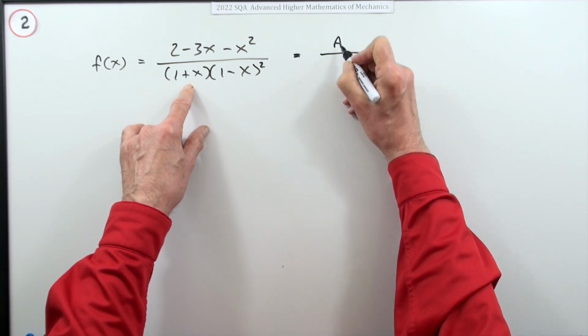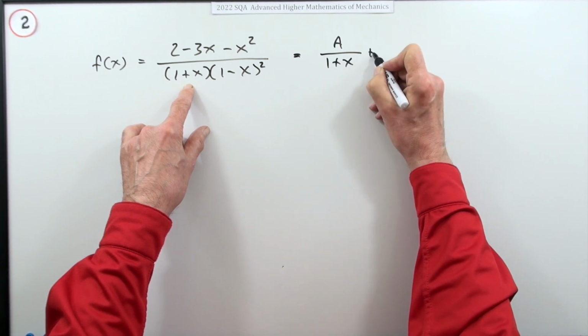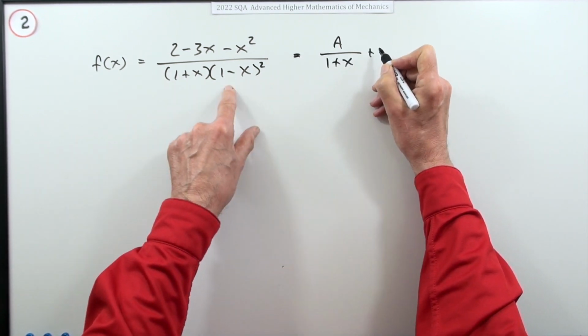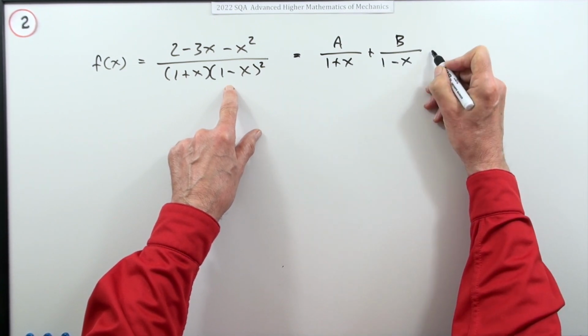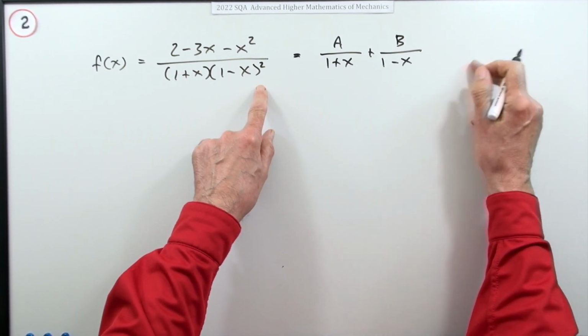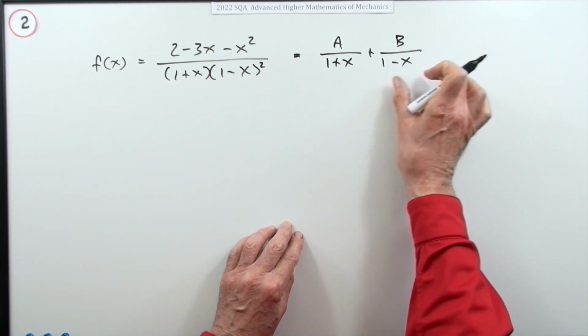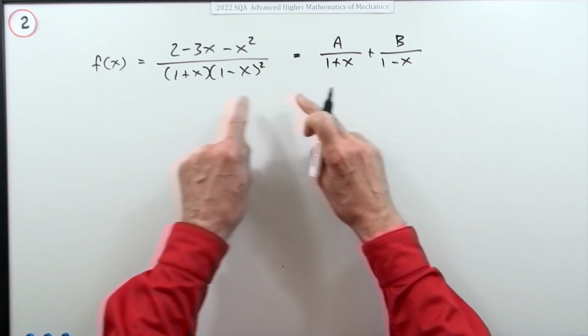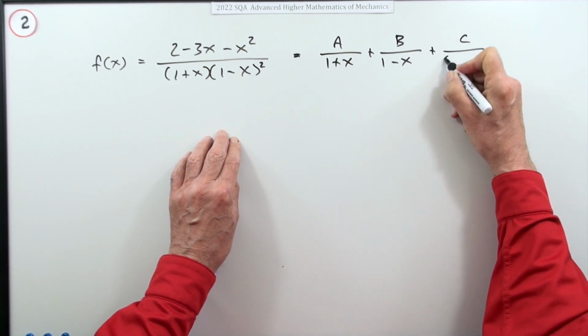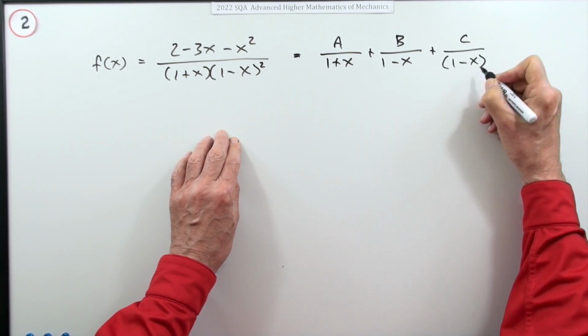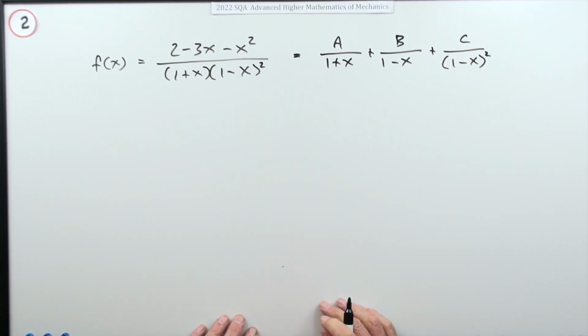So I'll have something over the 1 plus x. Now the 1 minus x is down there twice. So you can't put plus b over 1 minus x plus c over 1 minus x, because that'd only be one term, common denominator. And those wouldn't combine to produce this. What you do is you put c over not just the 1 minus x, but the 1 minus x squared.